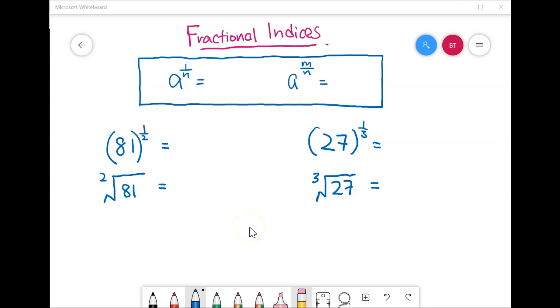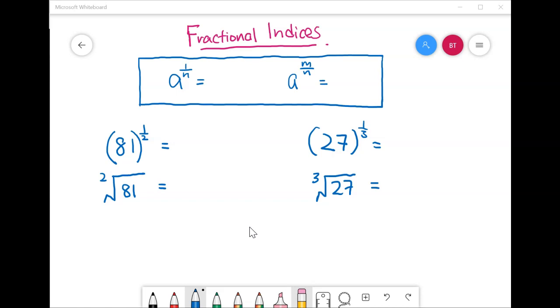Hey, what's up guys? So today's video is going to be about fractional indices. Before we answer the big question of what is a to the power of 1 over n, and eventually answer the question of what is a to the power of m over n, we need to first understand it from a numeric point of view. So we're going to use very simple numbers to see the situation of power half and power 1/3 before we generalize to power 1 over n.